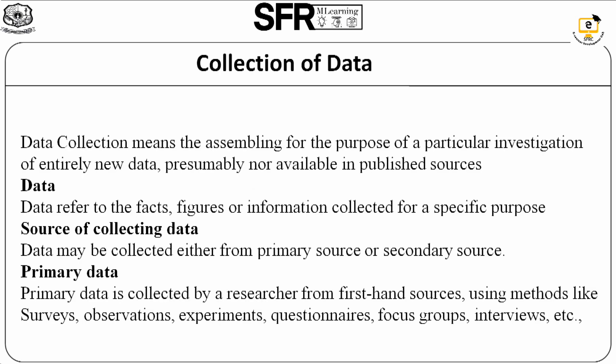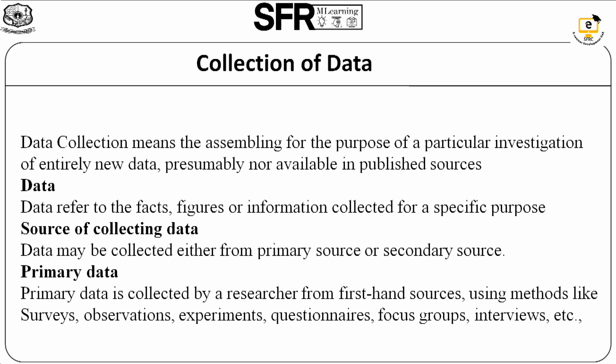And the collection of data. The first stage in the statistical method is collection of data. Collection of data means the assembling, for the purpose of a particular investigation, of entirely new data, presumably not available in published sources. So if the data is not in published sources, we have to directly go and collect it. That is the collection of data.